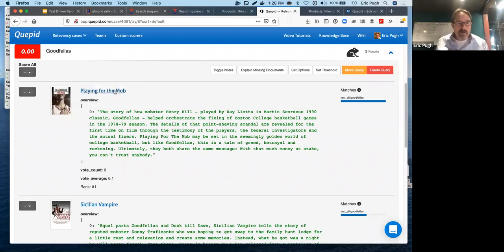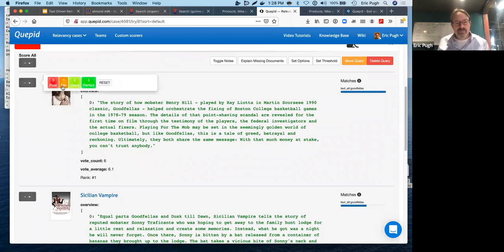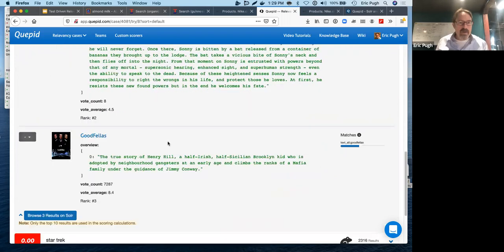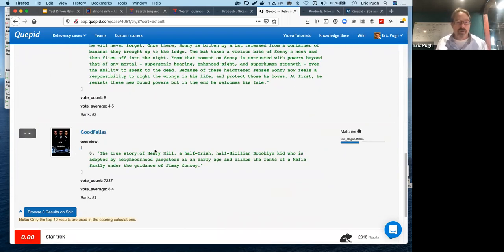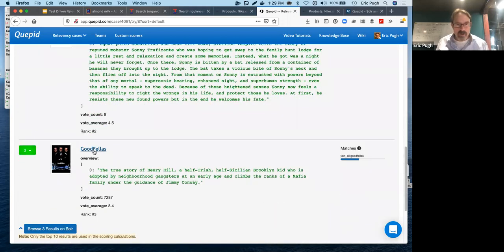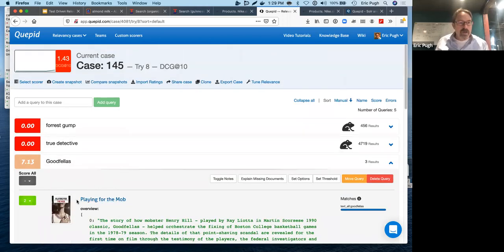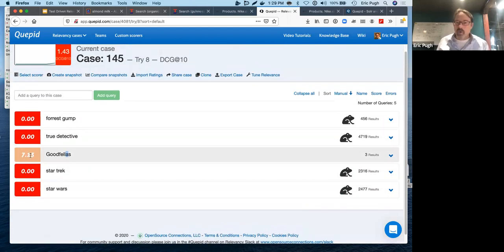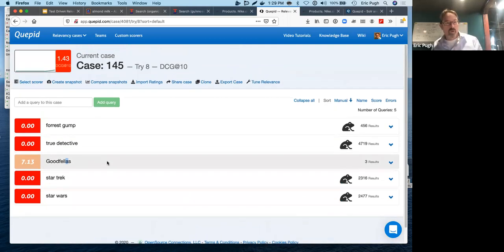So for our query, Goodfellas, Playing for the Mob is, I don't know, a little bit in the eye of the beholder. I'm going to say it's okay, right? Like if I like Goodfellas, I probably like Playing for the Mob. Sicilian Vampire, never really heard of it. It's in that genre, but I'm going to give it a fair. I'm not going to say it's a totally bad result. And then, hey, here's Goodfellas being returned as the third result. And this would be rated a perfect hit, right? If I type in Goodfellas, spelled one way, I didn't realize that's how it's spelled the other way. That's what I'm looking for. So now I can sum up all of these scores, and it gives me an aggregate score of 7.13 for these three results. Okay, good.